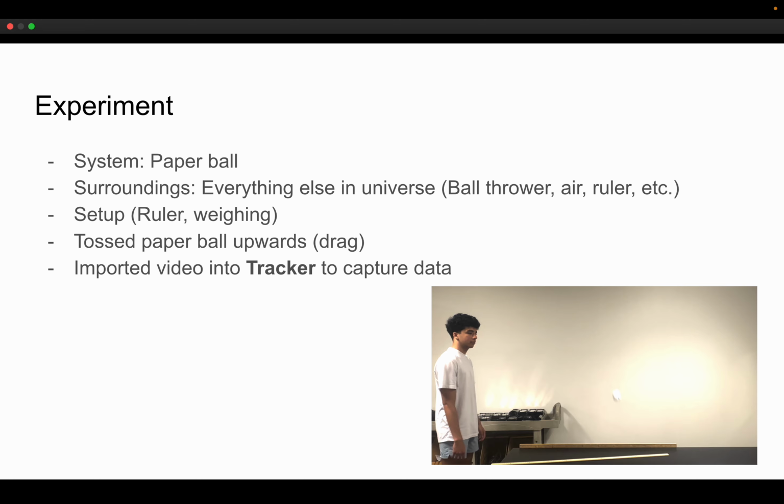I simply tossed the paper ball upwards, recorded its motion from the side, and then in Tracker I could collect position data frame by frame. This gave me X and Y position data that I needed for modeling, which I inputted into Excel.